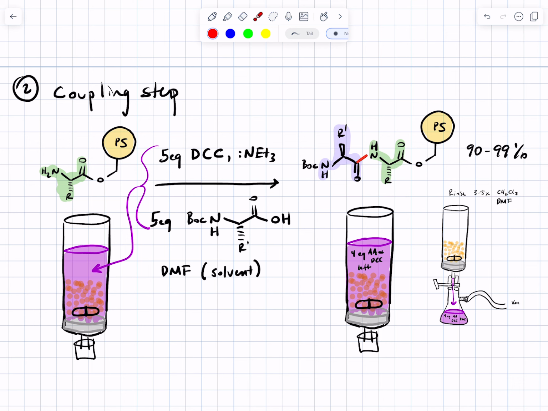That makes the next bond between the carbonyl carbon of this next amino acid, which I've highlighted in purple, and the amino group of the green amino acid that's bound to the resin. That new bond is highlighted in red. And this next amino acid that we're using is also Boc protected on the nitrogen to avoid the problems that we've talked about. When the reaction's done, hopefully we've got almost 100% yield of this now dipeptide.